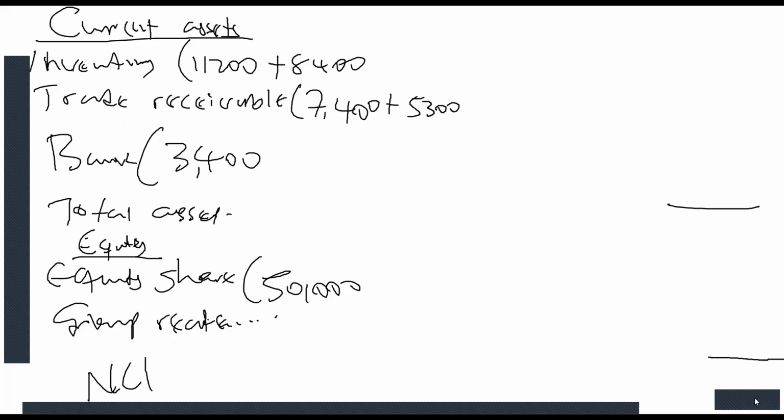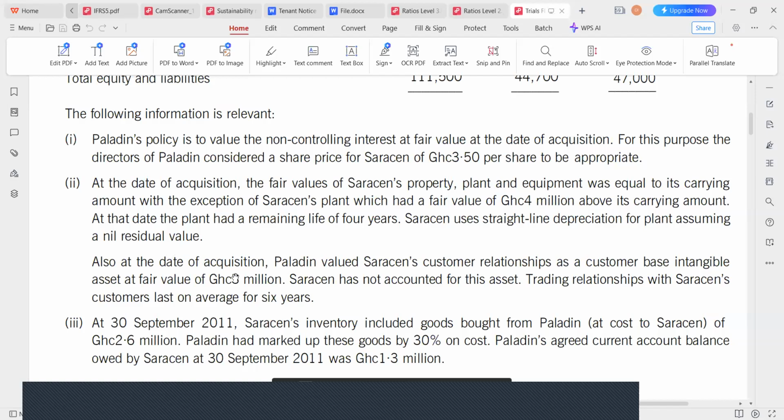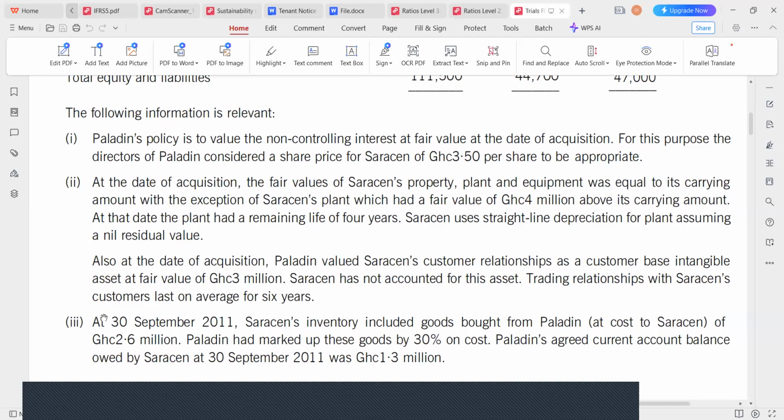Alternatively, you can wait and find a current account. So that is all. I'm done with this note entirely. Left with the last sentence, then we are done entirely. It said that Saracen has not accounted for this. The trading relationship with the Saracen customer lasts on average 6 years.